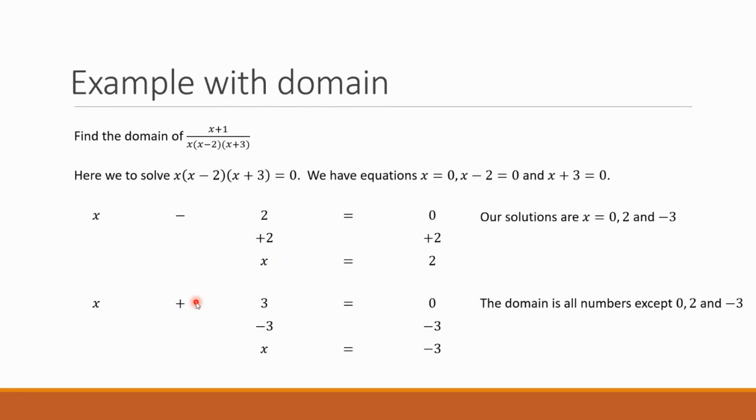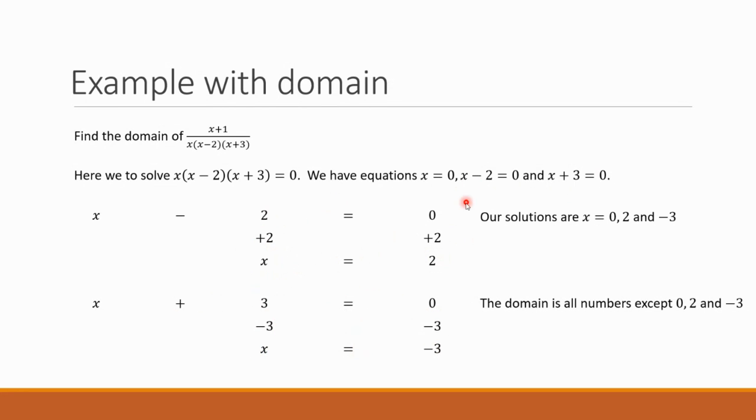Now, we have x plus 3 equal to 0, the last equation. So what do we do? We want to solve this for x. We subtract 3 from each side, and we get x equals negative 3.